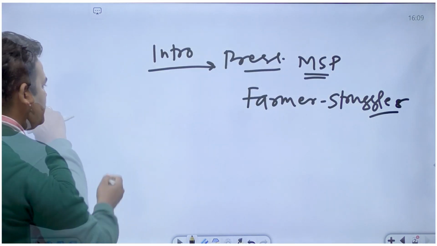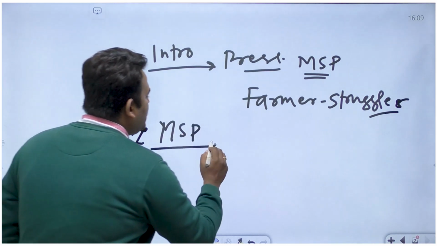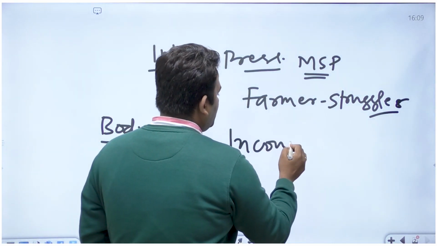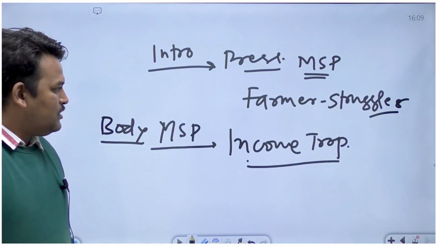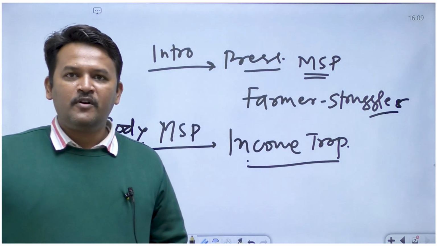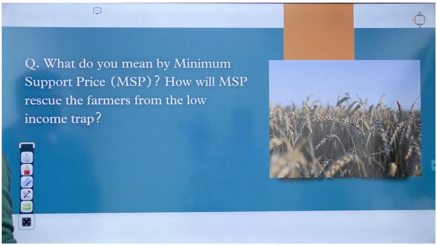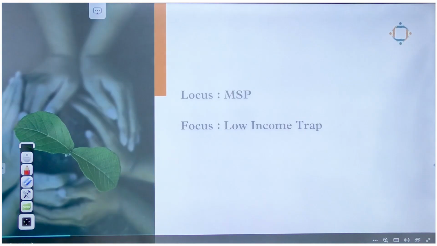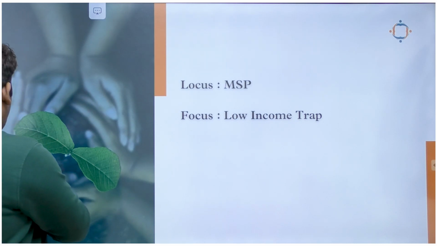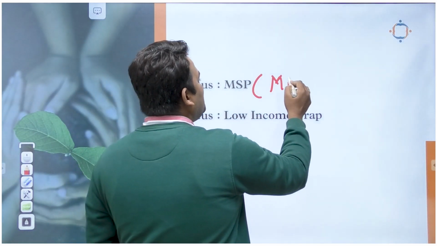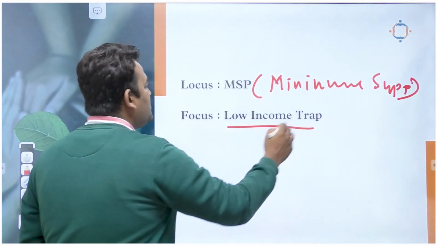Okay, so the whole struggle focuses around this particular point. Then when we go towards the body, how ensuring MSP will address the issue of the low income trap in farmers, right? So this will be the standard answer structure for our question here, right? So let's start the answer then. First, we have to address the locus and focus part. Locus is about MSP, minimum support price, right? You all know MSP, minimum support price. And the focus of the question will be the low income trap.